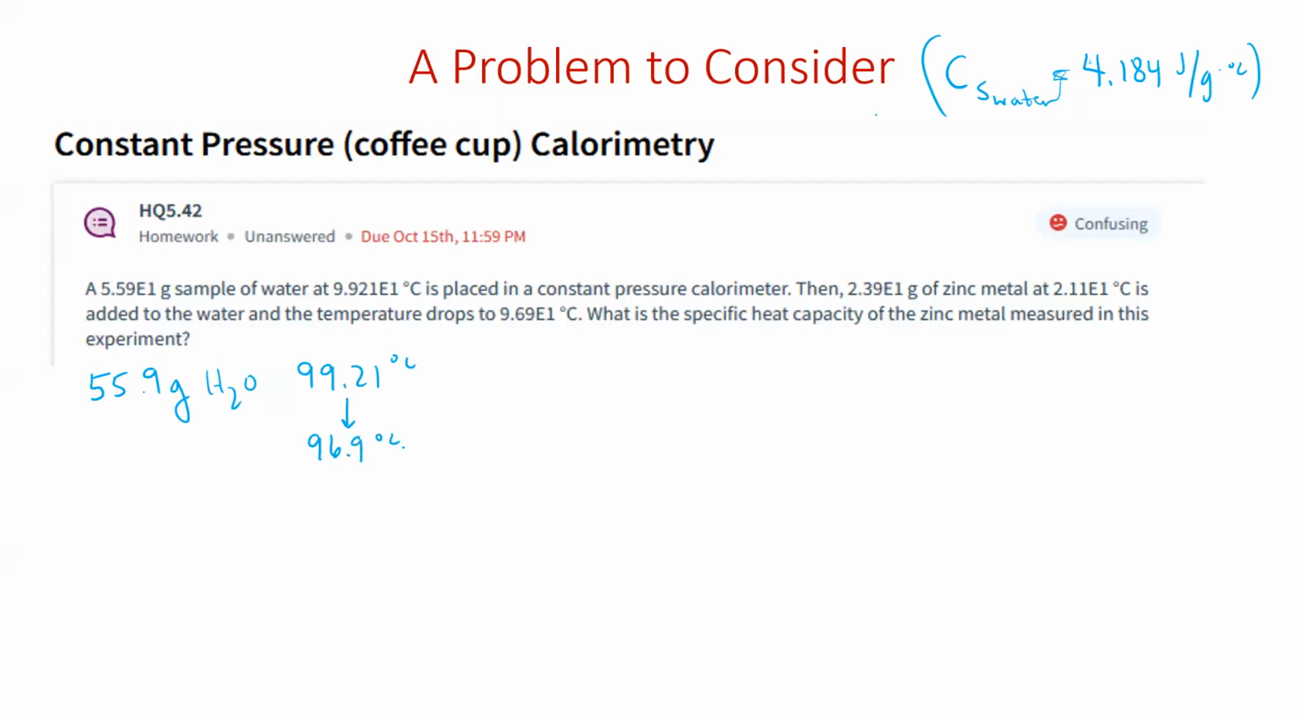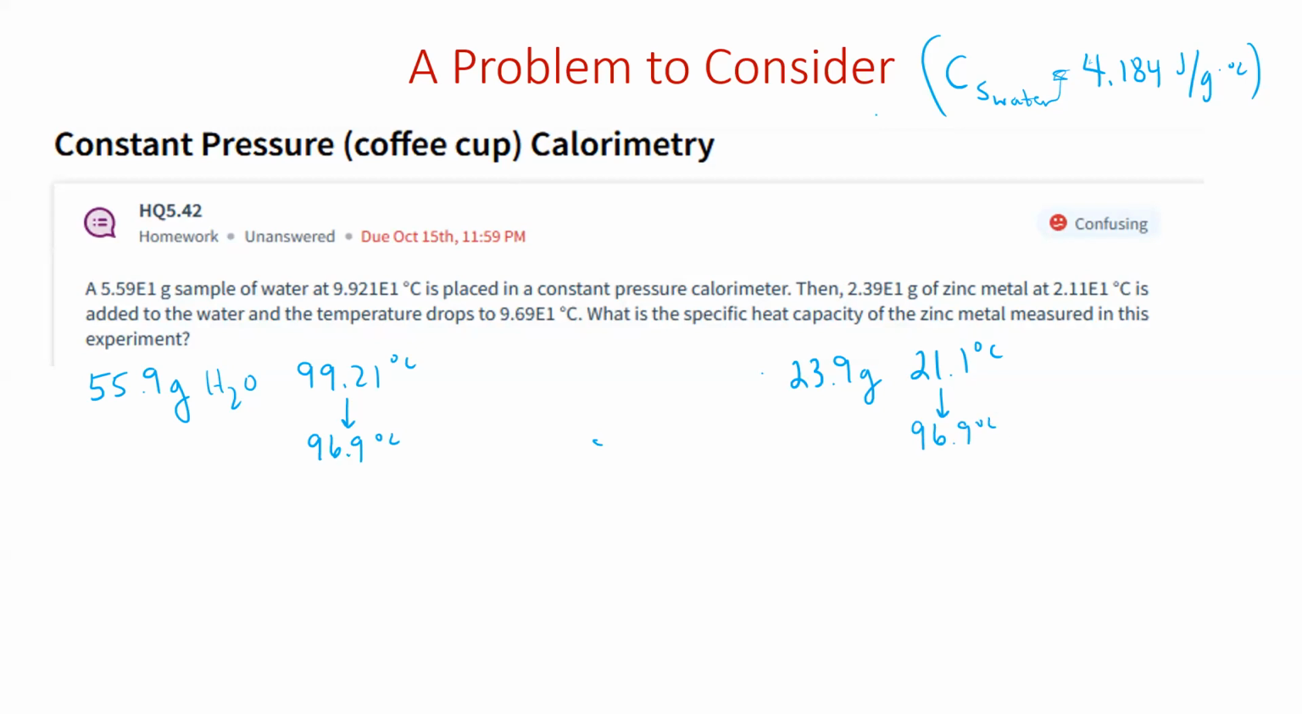degrees Celsius. As that's happening, I've got zinc. I've got 23.9 grams of zinc, and it starts off at 21.1 degrees Celsius. What's the final temperature of the zinc? 96.9. The water stops at 96.9 because you've reached thermal equilibrium. So the zinc goes all the way from 21.1 to 96.9 degrees Celsius.